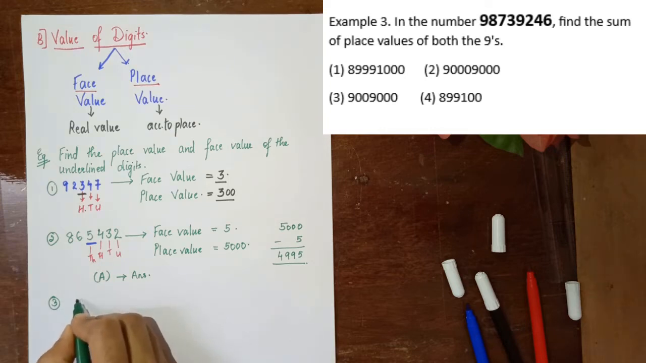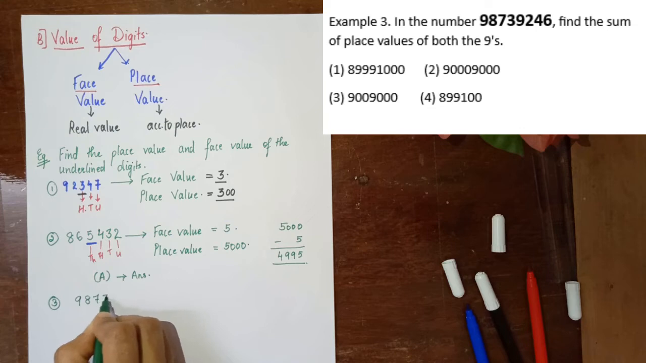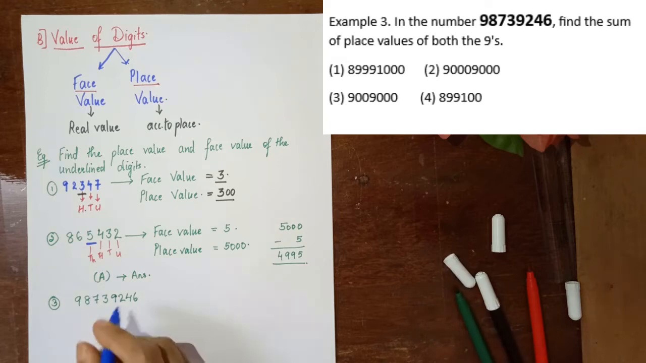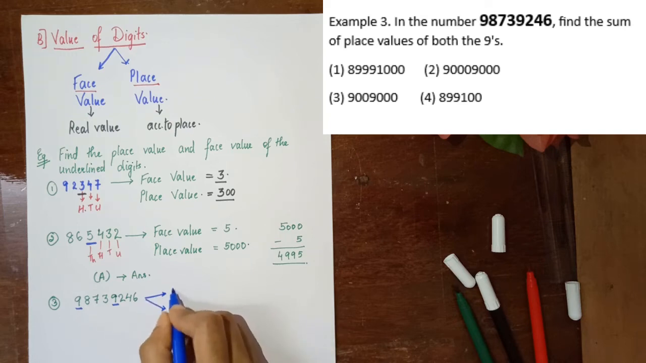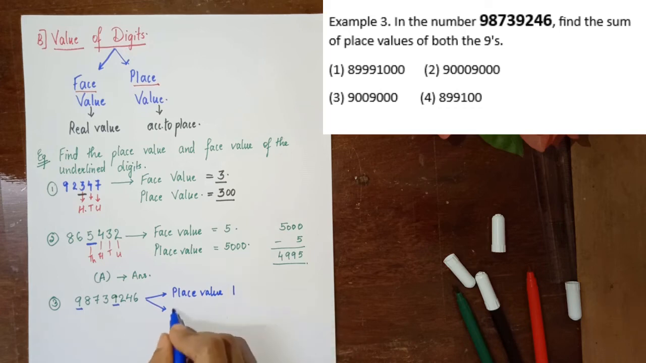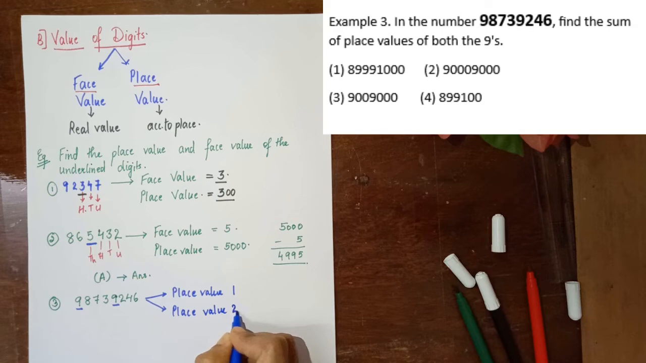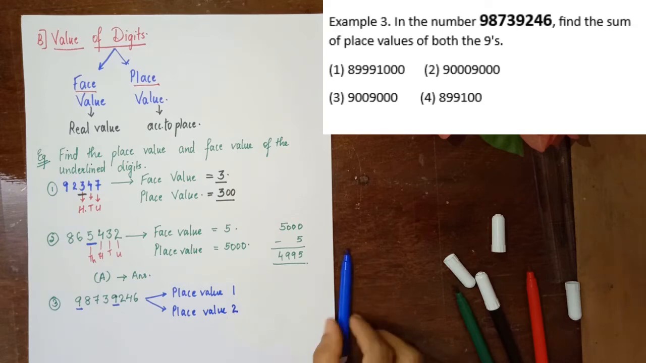Now let's write down the number. It's 98739246. Now as you can see, there are two 9s over here. So one 9 over here, one 9 over here. They have asked what is the sum of the place values. So we need to have two place values over here. So I'll write down place value 1 and this is place value 2.